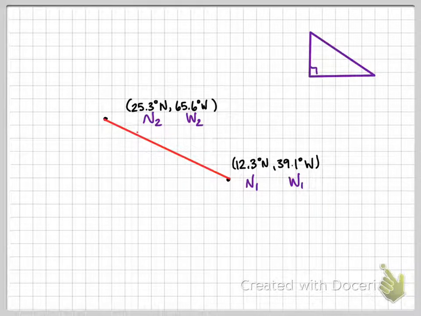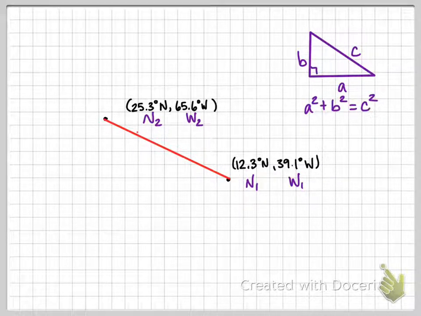Then what we said is that if you know these sides, you have A, B, and C. And C is your longest one, your hypotenuse. We know that A squared plus B squared equals C squared. That's our Pythagorean theorem. So if we want to find the distance that a hurricane traveled, all we really need to know is this distance, and this distance.